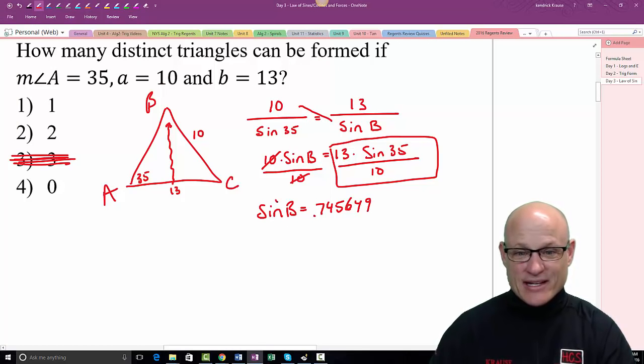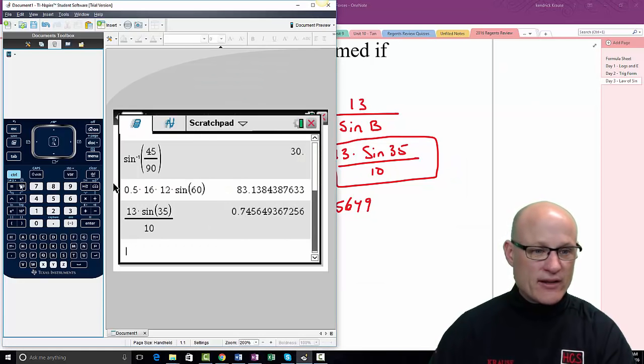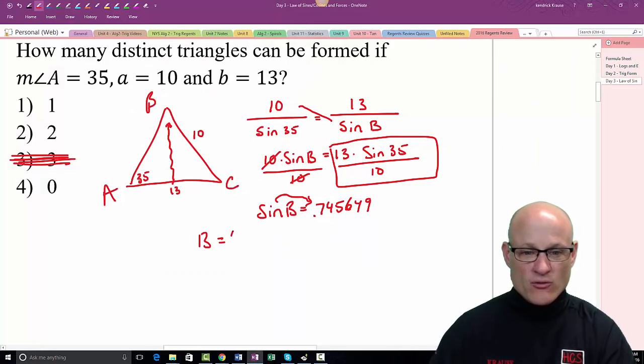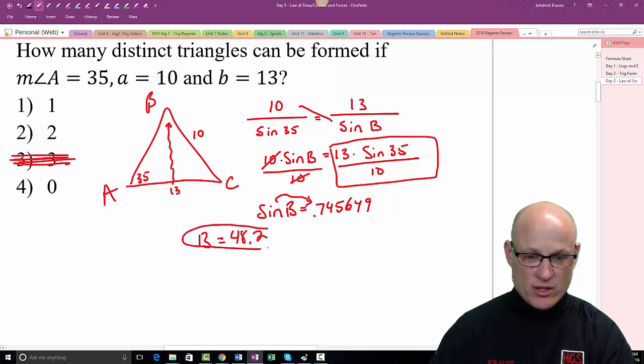So the last step is to take inverse sine. So we're going to get b is equal to inverse sine of that answer. Don't round until the very end. 48.2. Now we don't need more than that because that's going to be one of our possible angles.